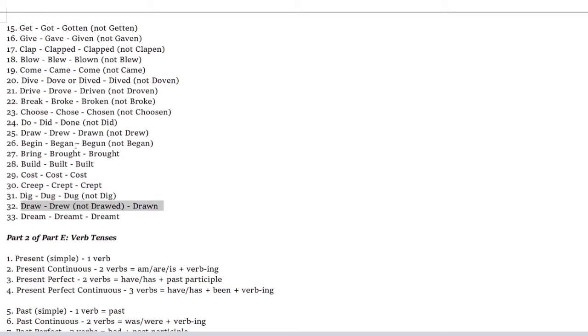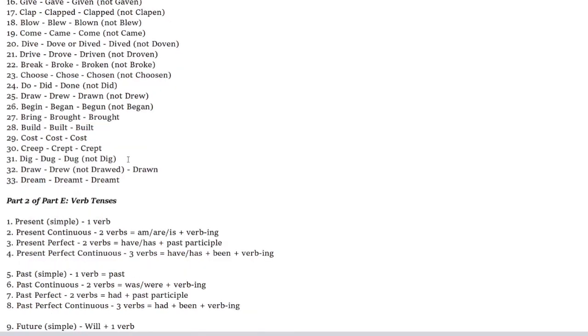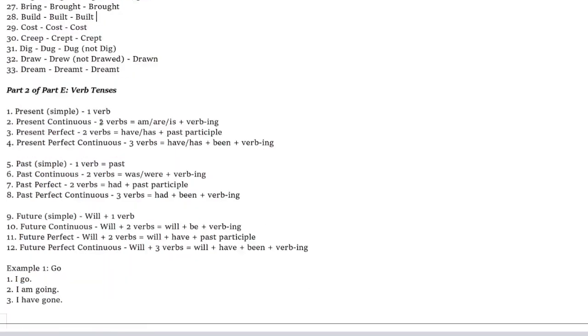So we've finished draw. And finally, dream, dreamt, dreamt, or dream, dreamed, dreamed. So those were the past and past participle forms. All these in number 2 were the past forms, whereas these in number 3 were the past participle forms of these verbs.